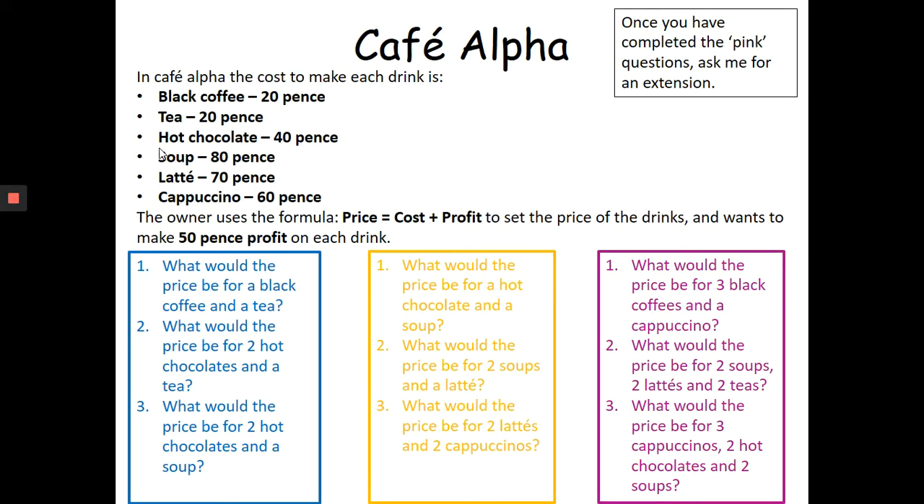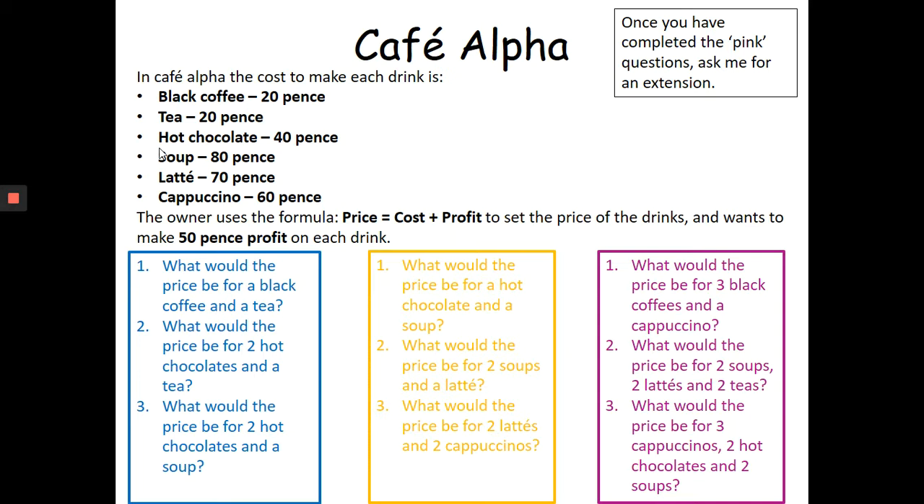Okay, well done you guys. Okay, here's a different way that it can be written down. So you now own a cafe. In your cafe, you sell black coffee, tea, hot chocolate, soup, latte, cappuccino. Now, as the owner, you use the formula, the price equals the cost it costs you plus the profit.